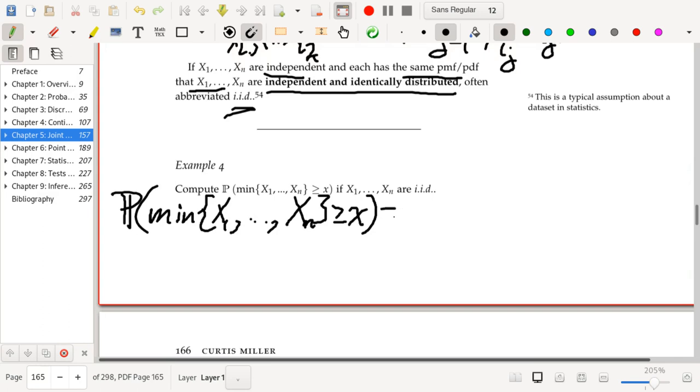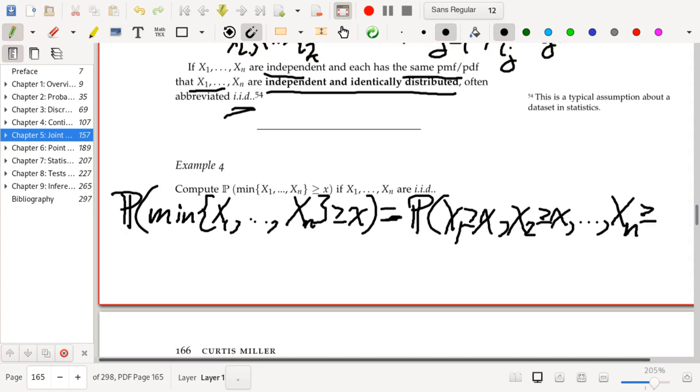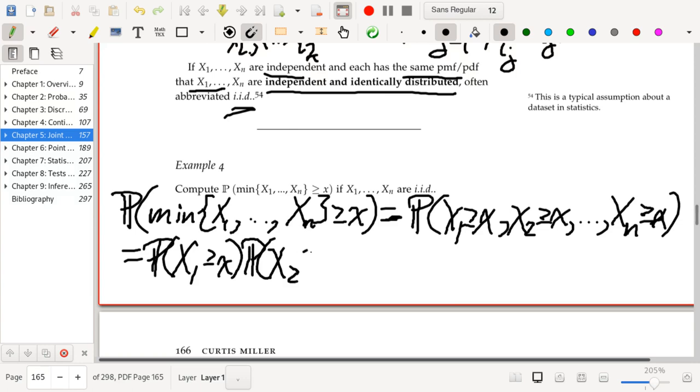And this is going to be identical to the event that x1 is greater than or equal to x, and x2 is greater than or equal to x, and so on, up to xn is greater than or equal to x. If the minimum is greater than or equal to x, then that means that every single one of these random variables is greater than or equal to x. And these random variables are all independent. So that breaks into the probability that x1 is greater than or equal to x times the probability that x2 is greater than or equal to x. And we're just going to keep going on like this.